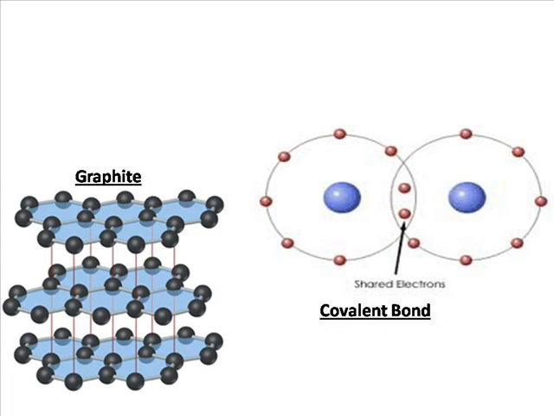On the left is a typical 3D diagram that you would see of a covalent network solid. This particular solid is graphite. In graphite, each carbon atom is bonded to 3 other carbon atoms in its layer. On the right is a diagram of a covalent bond. As you can see, in the covalent bond, two nonmetals share electrons in their valence shell.